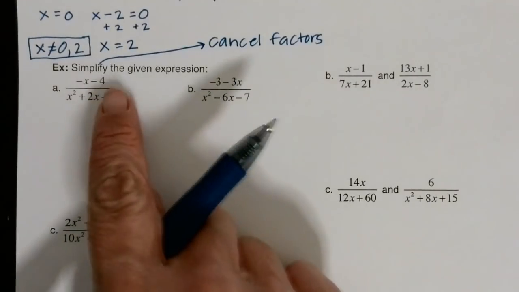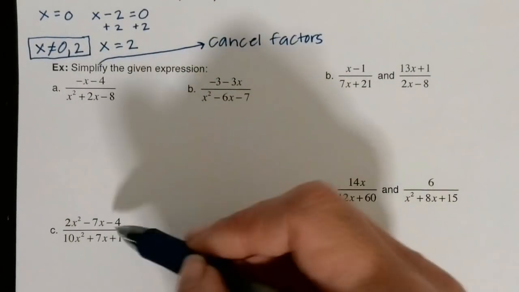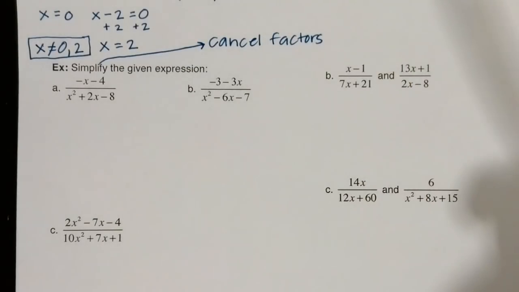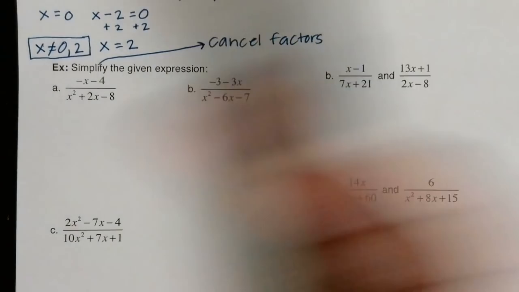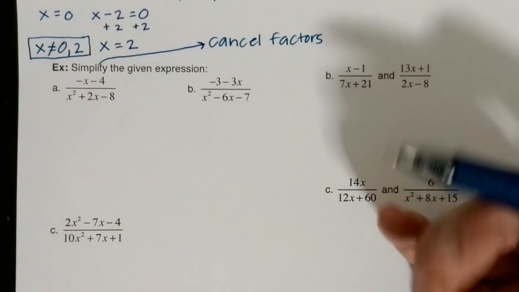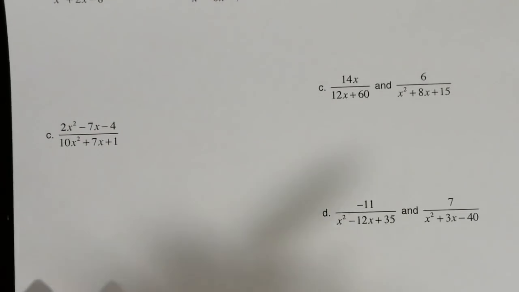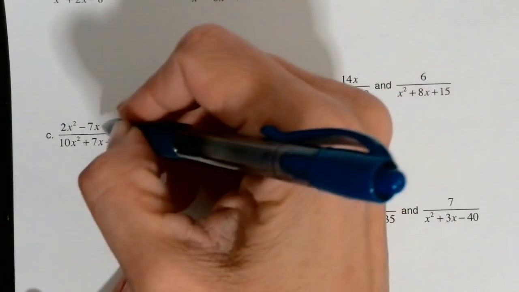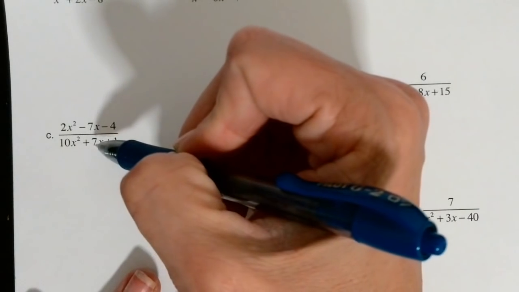So all of these are in expanded notation or standard form. They have not been factored out. That's why last chapter was on factoring, so that we could progress into this chapter. So I'm actually going to start with C, just so that we can see this one, because I like this problem. I'm going to factor both the numerator and the denominator.